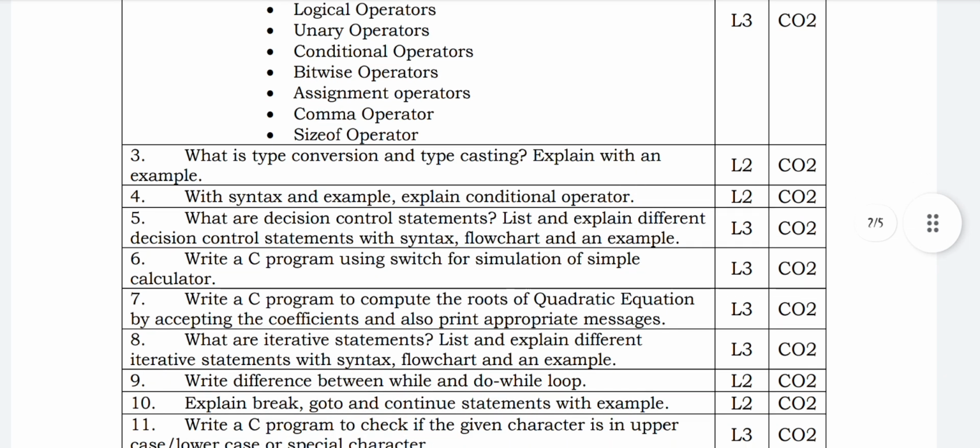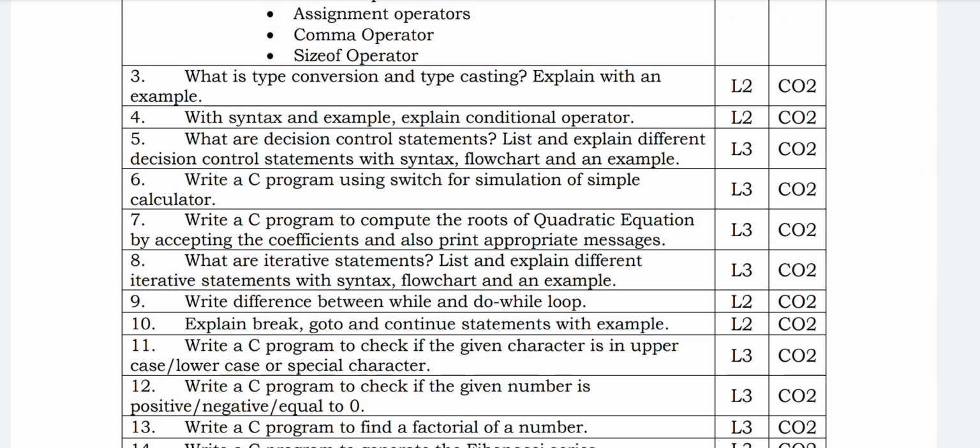What is type conversion and type casting? Explain with examples. With the syntax and examples, explain the conditional operator. What are decision control statements? List and explain the different decision control statements with syntax, flowchart and example. Sixth question, write a C program using a switch for simulation of simple calculator.